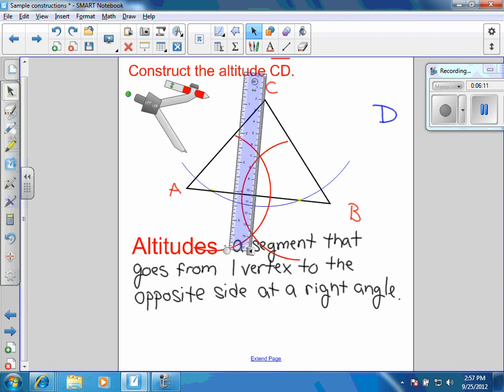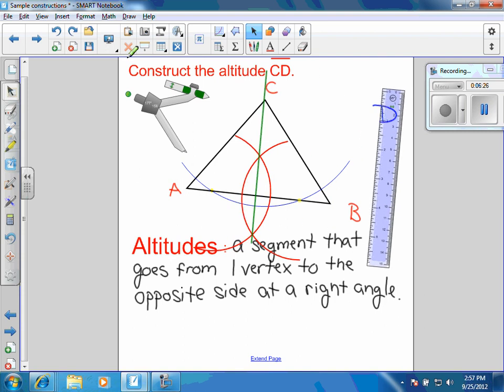Okay, let me finish it once. Just let me keep going and then we can talk about questions. Once I align it with these intersection points, I should be able to draw a nice straight line, and it should go through C and the intersection points. You can see I didn't have my ruler lined up quite perfectly, right?